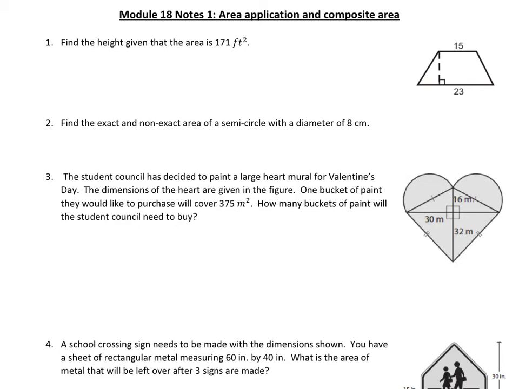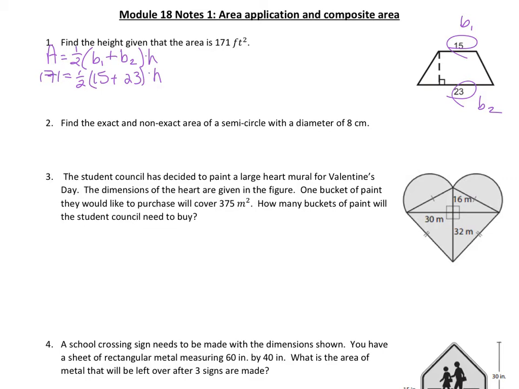So first we've got a trapezoid, and we know the formula for a trapezoid is area equals 1/2 times the quantity base 1 plus base 2 times h. And now we just need to fill in the missing pieces to figure out what the height is going to be. We know the area is 171. We have our two bases given to us in our picture. Remember, it doesn't matter which one you label as base 1 or base 2. And we do not have the height.